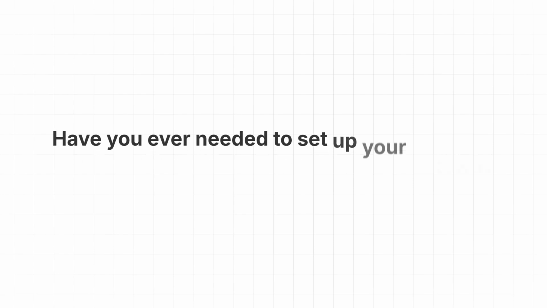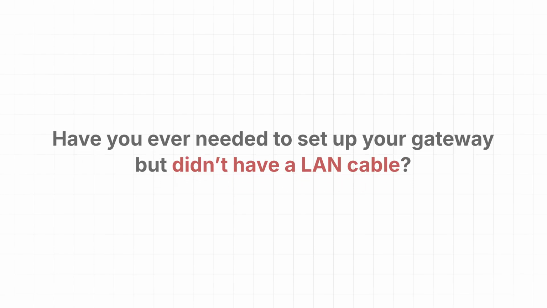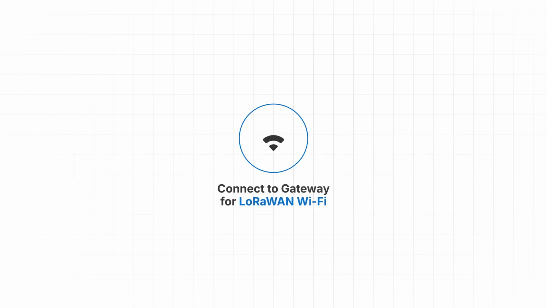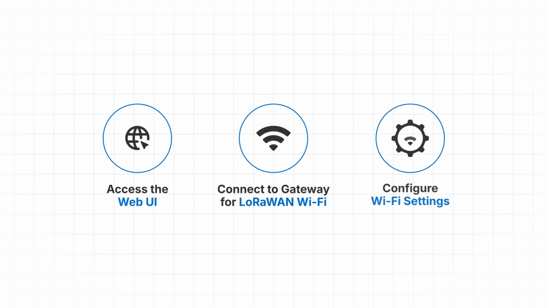Have you ever needed to set up your gateway but didn't have a LAN cable? With Wi-Fi AP mode, you can quickly connect to the gateway for LoRaWAN Wi-Fi, access the web UI, and configure Wi-Fi settings in just a few steps.